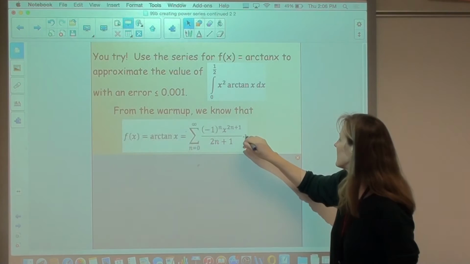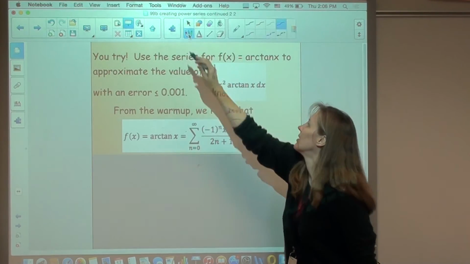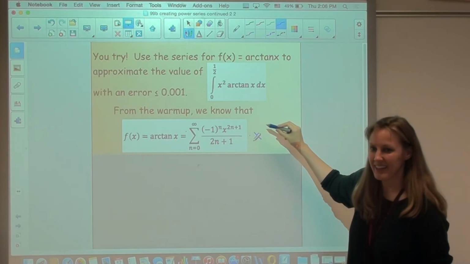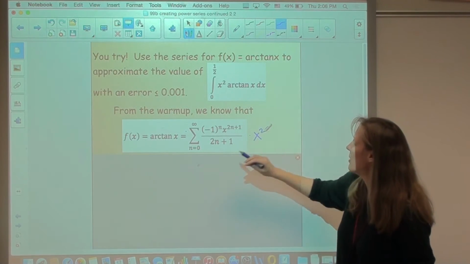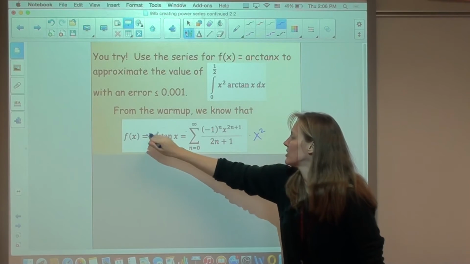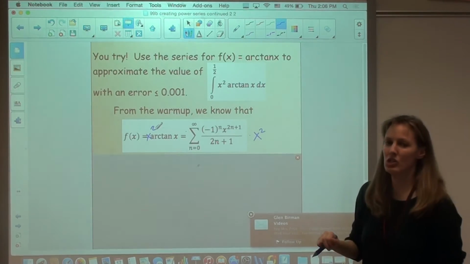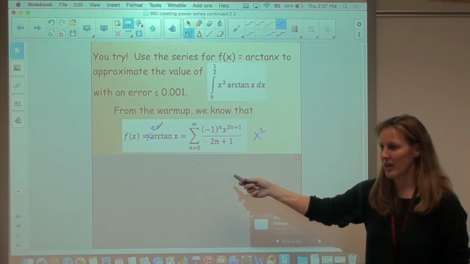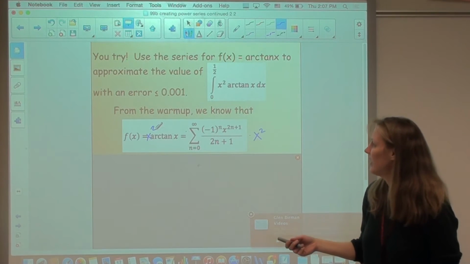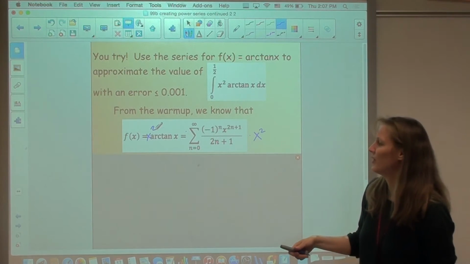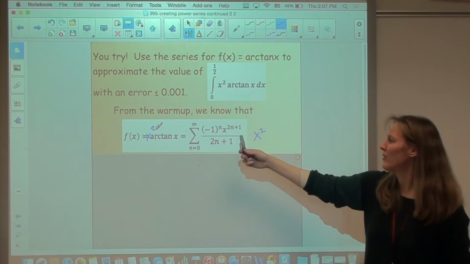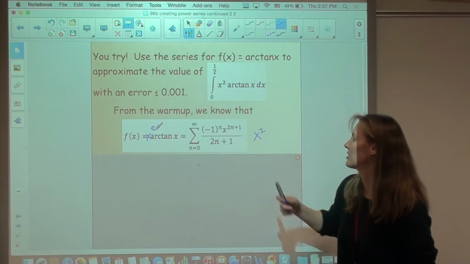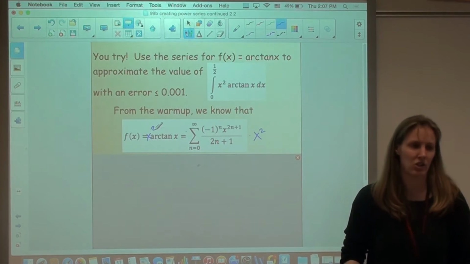So is it x to the 2n plus 3 then? If you want to take x squared times this, you can actually multiply legally by x squared, and you'll be okay. Right? Okay. So anyway, everyone take a second. Take your sigma for arctan x and multiply it by x squared to get a series for x squared arctan x.